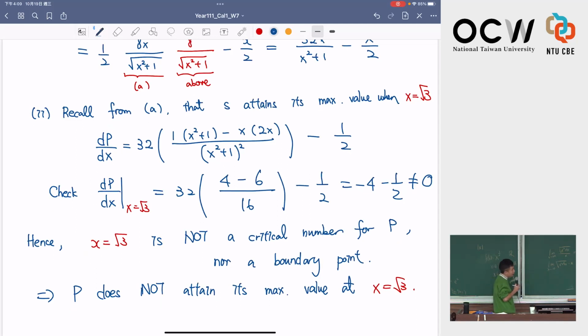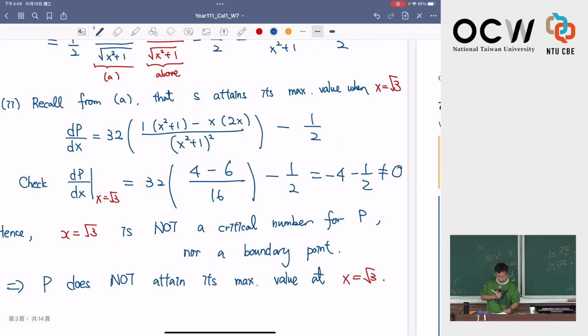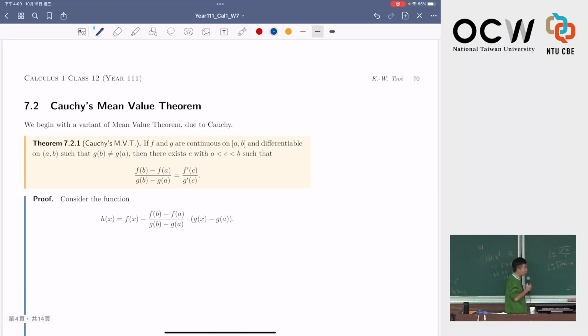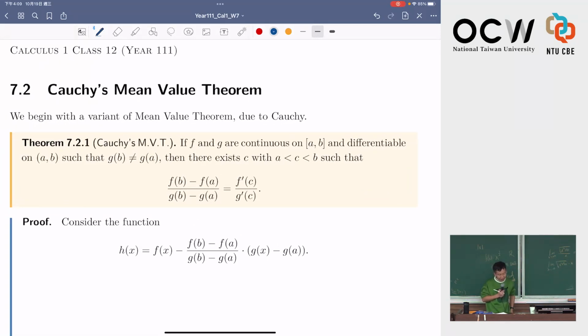So after this, we'll start our final topic of Calculus 1, that is L'Hopital's rule. But before I do that, I would like to mention one more version of MVT, that is the Cauchy MVT. Cauchy is a human being, hopefully you know that. In the previous version of MVT, we analyzed only one function, f, and I tried to analyze the slope of the secant line and realized that it should always equal to some slope of the tangent line at some point.